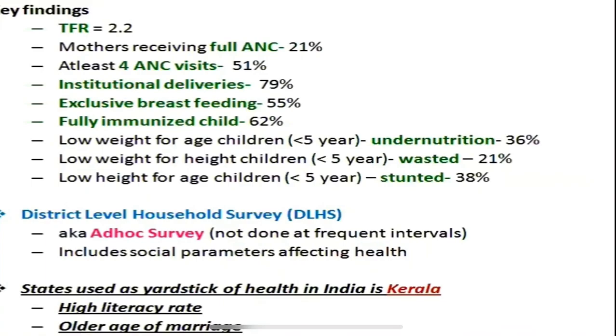Low weight for age children, that is undernutrition, were 36%. Low weight for height children, that is wasting, was observed in 21% of the children, and low height for age children, that is stunted growth, was seen in 38%. Undernutrition, wasted and stunted.